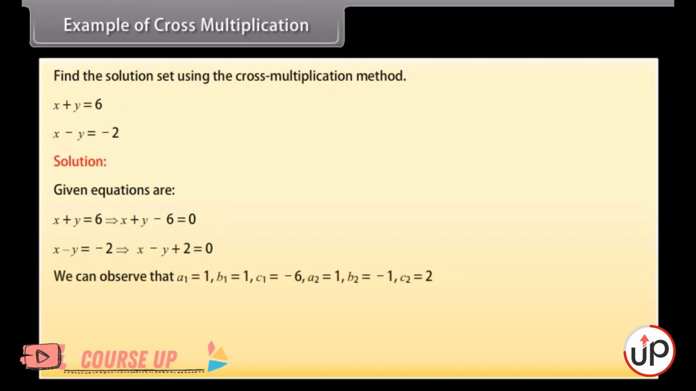We can observe that a1 = 1, b1 = 1, c1 = -6, a2 = 1, b2 = -1, c2 = 2. Solution for x is given by x = (b1c2 - b2c1) / (a1b2 - a2b1). Now by substituting the values we get x = (1 × 2 - 1 × -6) / (1 × -1 - 1 × 1). By calculating we get x = 2.